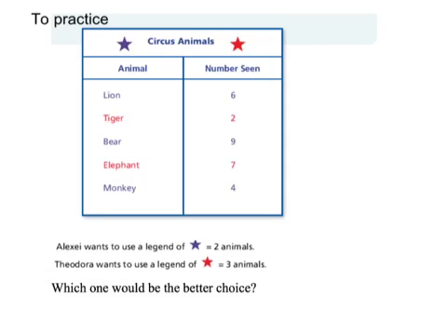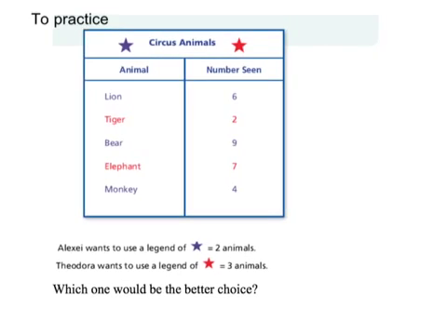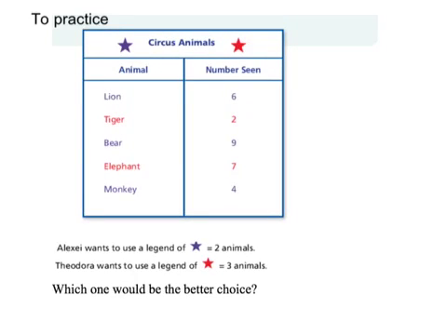All right, now it's your chance to practice, and we're not going to actually draw one for practice, but we're going to discuss what we would do if we were drawing one. So, for example, here we have circus animals. We have the animal and the number of that animal that was seen. So we have 2 people who would like to draw this graph. We have Alexi, who wants to use a legend of 1 star equaling 2 animals.